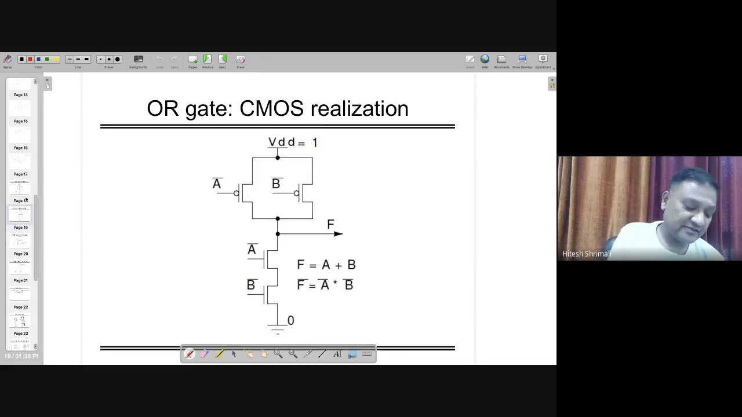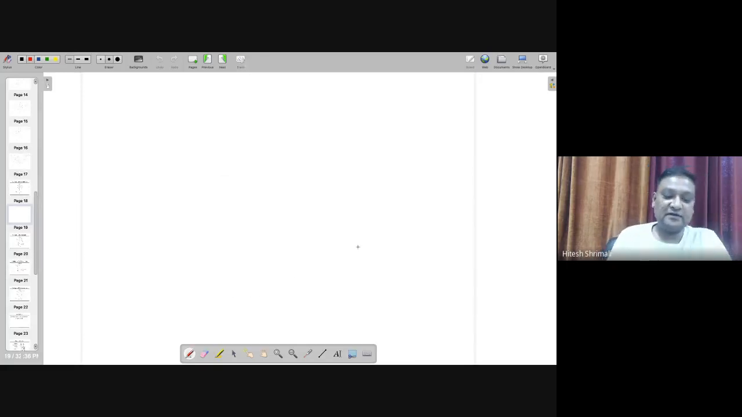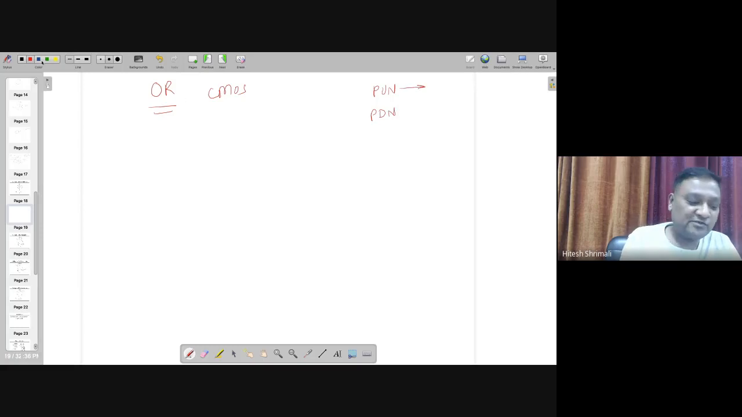Now you might be interested in the OR gate. So for the OR gate, I want to make a CMOS logic OR gate, which is going to have two things: power up network and the power down network. The power up network is made up all of PMOS, and the power down network is made up all of NMOS.